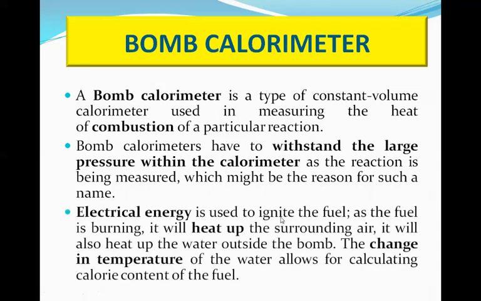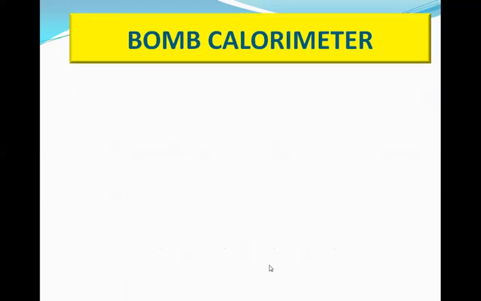Electrical energy is used to ignite the fuel. As the fuel is burning, it heats up the surrounding air. It will also heat up the water outside the bomb, and the change in the temperature of the water allows for calculating the calorie content of the fuel. This is the basic principle on which the bomb calorimeter is based.